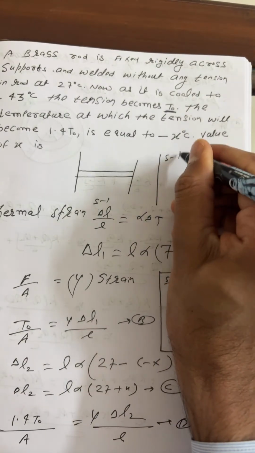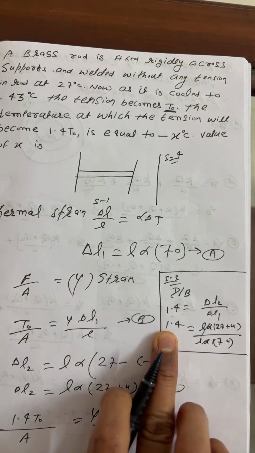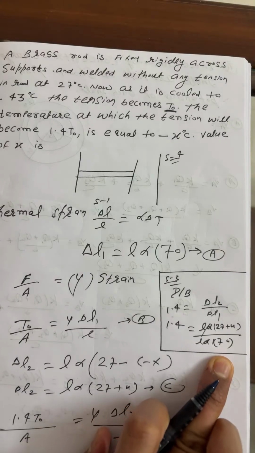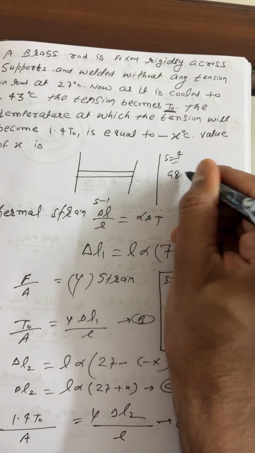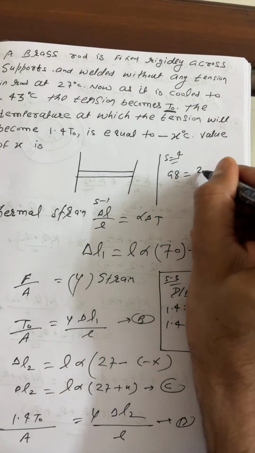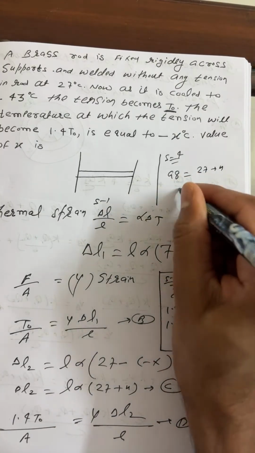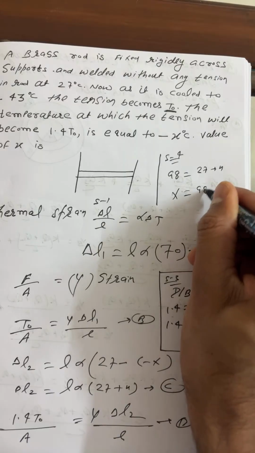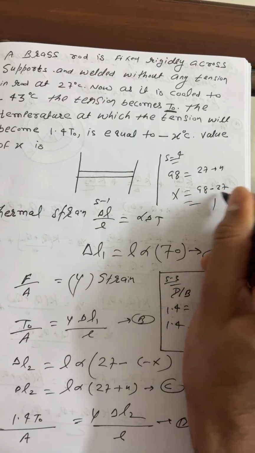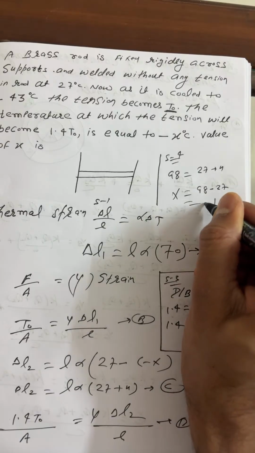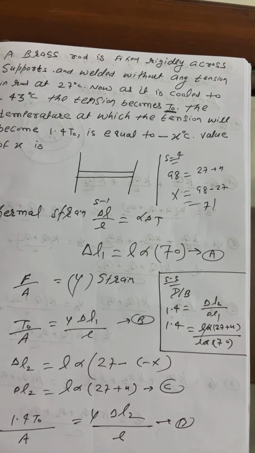Beta, this is step 4. So this is 1.4 into 7 beta, which you can see is 98. So 98 is equal to beta G, 27 plus x. Beta x, how much will you get here? 98 minus 28, minus beta, 1 only here. What will you get? This is 71 degrees Celsius.